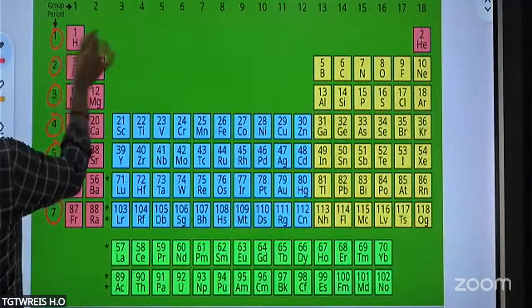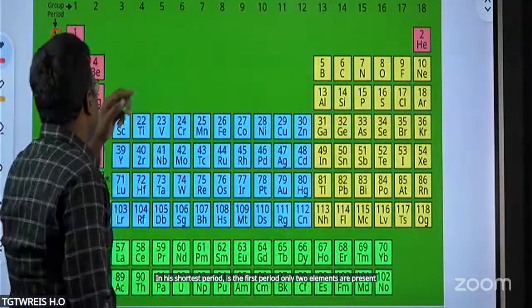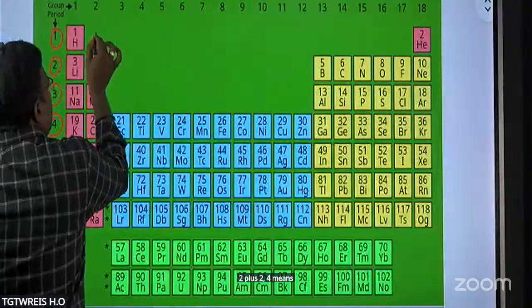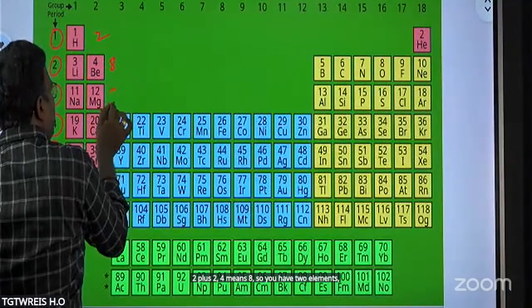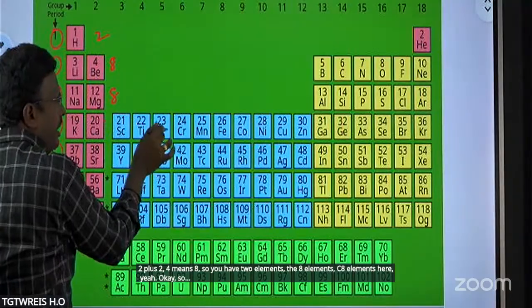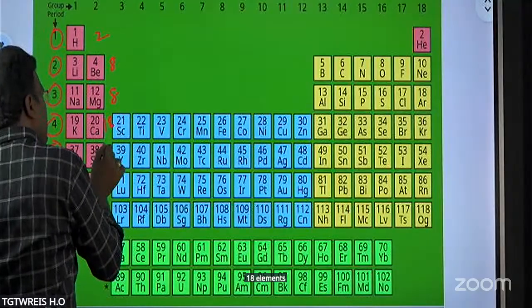The shortest period is the first period, where only 2 elements are present. The second period is 2 plus 2 is 4, meaning 8 elements. Then 2 plus 10 is 12, 12 plus 6 is 18 elements are present here. So here also there are 18 elements.